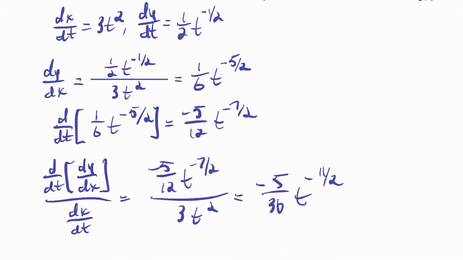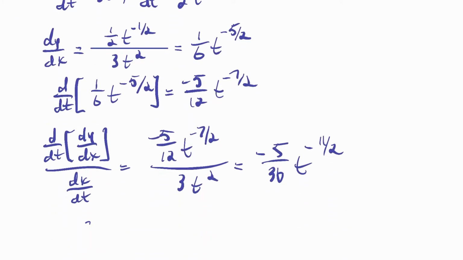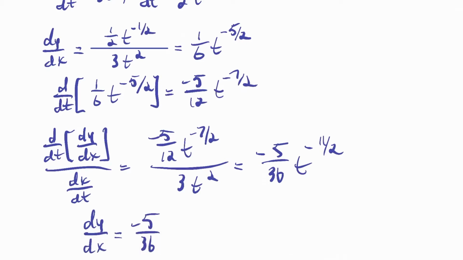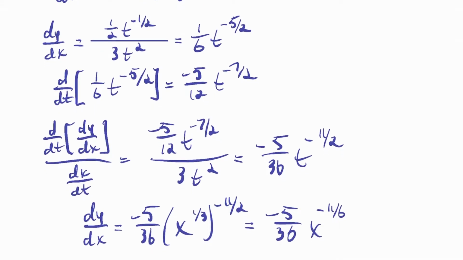Well, this is a function of t. I guess we could eliminate t. We could say, okay, x to the 1/3 power equals t, and we can put that in, because this does say y double prime of x. So I need to plug that back in. So dy/dx equals negative 5 over 36 times x to the 1/3 power to the negative 11 halves power. So I get negative 5 over 36 times x to the negative 11 over 6 power. So there we go. There's dy/dx as a function of x.